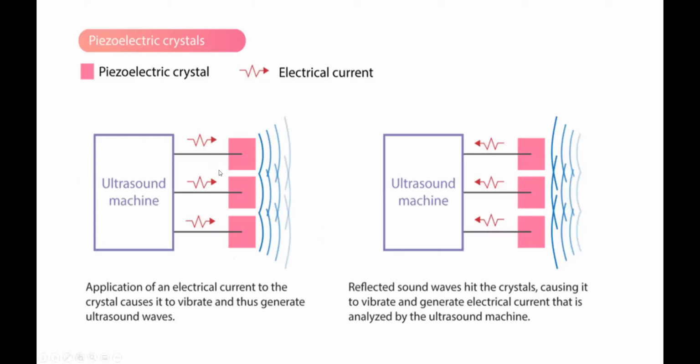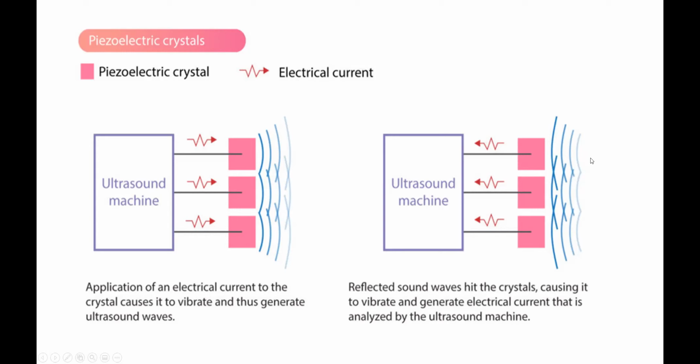So for more details on how it works, application of an electric current like this to the crystal causes the crystal to vibrate. Okay, and thus generates ultrasound wave. This is the electrical current, this is the vibration to generate ultrasound wave.